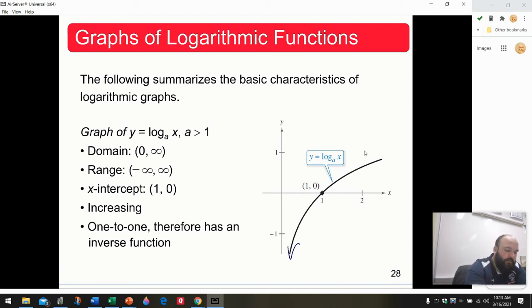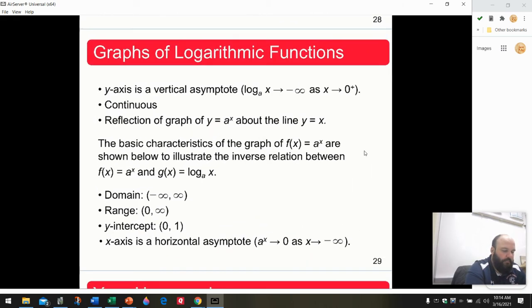There is an x-intercept. Now, if you recall, when we have an exponential function, it goes like this and it crosses at that point 0, 1. Well, remember, logarithmic functions are reflections of those. So when you flip that point 0, 1 around, you now have the point 1, 0. So that point 1, 0 is where the logarithmic function will cross the x-axis. This graph is increasing, and it is 1-to-1, therefore it has an inverse. Remember, we have the horizontal line test to test whether a function is 1-to-1, and this passes the horizontal line test.